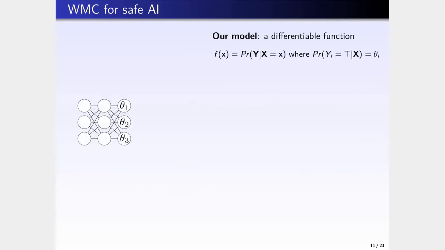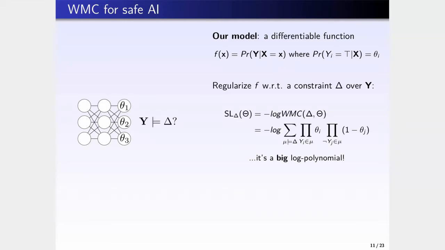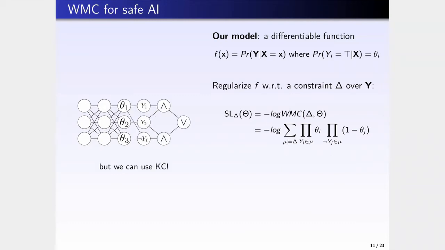Assume that we have a differentiable function, say a neural network, that parameterizes a discrete distribution. Then we can use the so-called semantic loss to regularize our network during training using gradient-based methods, for instance. The semantic loss that you see here is nothing else than minus the logarithm of the weighted model count of the constraint that we want to use to regularize the network, using as weights basically the output parameters of our model. And ultimately, it's just a big log polynomial. We want to evaluate this efficiently because we need to compute the gradients during training. And the good news here is that we can still use knowledge compilation techniques to find a compact representation of our constraints.